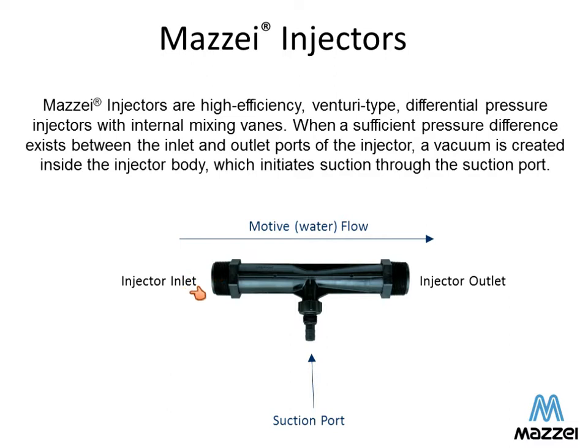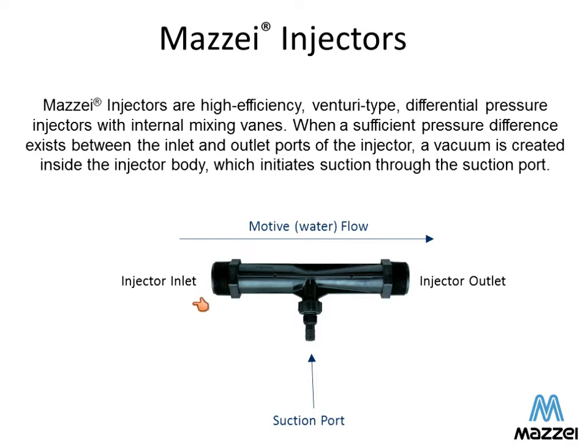What we know about the physics that are going on here, at the inlet we have pressure energy. That pressure is pushing the water through the body of the injector. That pressure energy is converted to kinetic energy in the form of motion here in the throat of the injector. That's what initiates and causes the suction to occur. And then that kinetic energy, whatever is not used up for suction purposes, is then translated back to pressure energy. So there's a relationship here.